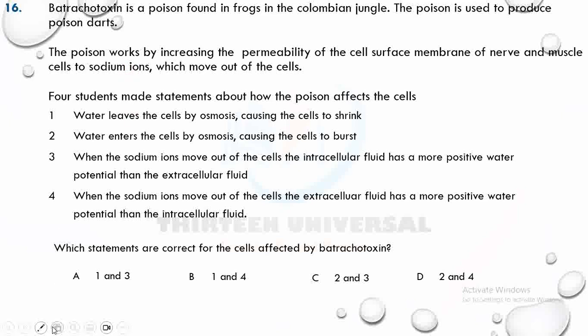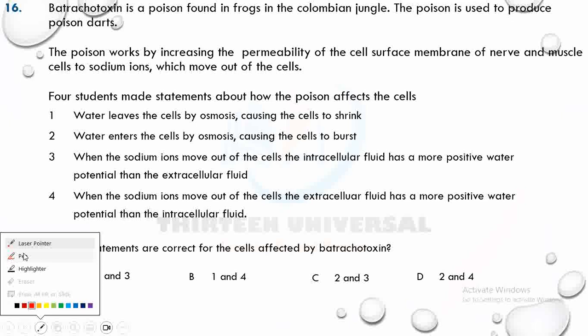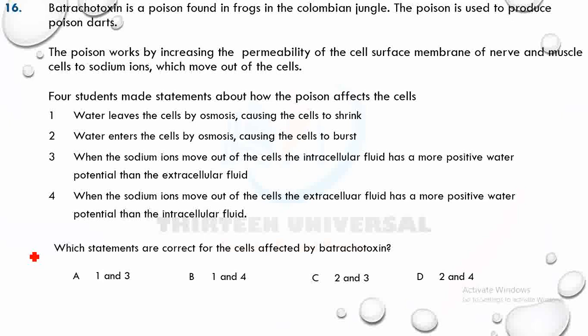So whenever solute leaves a cell, water will also leave with it. So this is correct. Water leaves, because when solute leaves, the water potential increases. So water leaves by osmosis. Now number 2 says water enters cells by osmosis. There's no way water will enter, because sodium ions are leaving the cell. When they leave the cell, the water potential will increase higher than the water potential outside the cell. So water would leave, not enter.